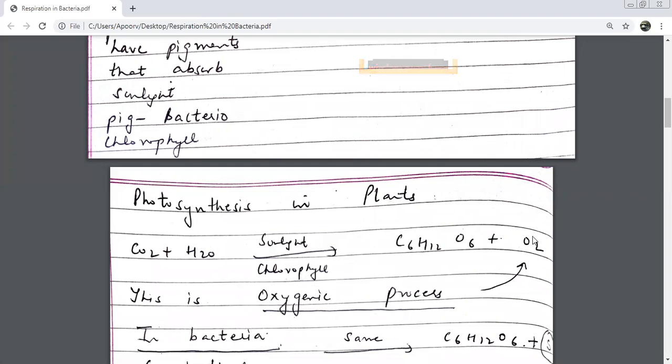ये oxygen कहाँ से आता है बेटा photosynthesis में? That's why I say don't learn things. ये oxygen यहाँ से आएगा या यहाँ से आएगा? That is all you need to tell me.